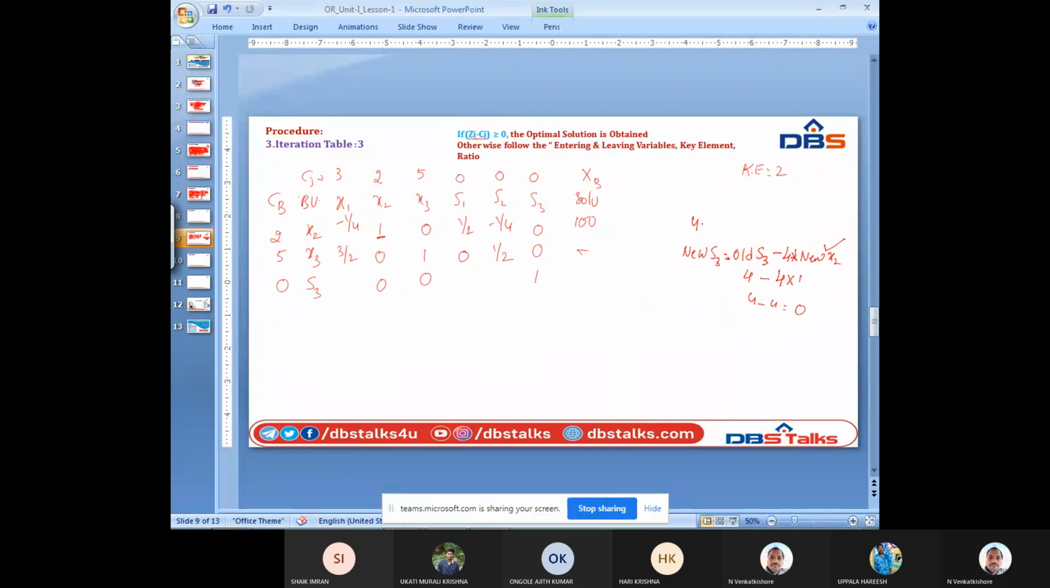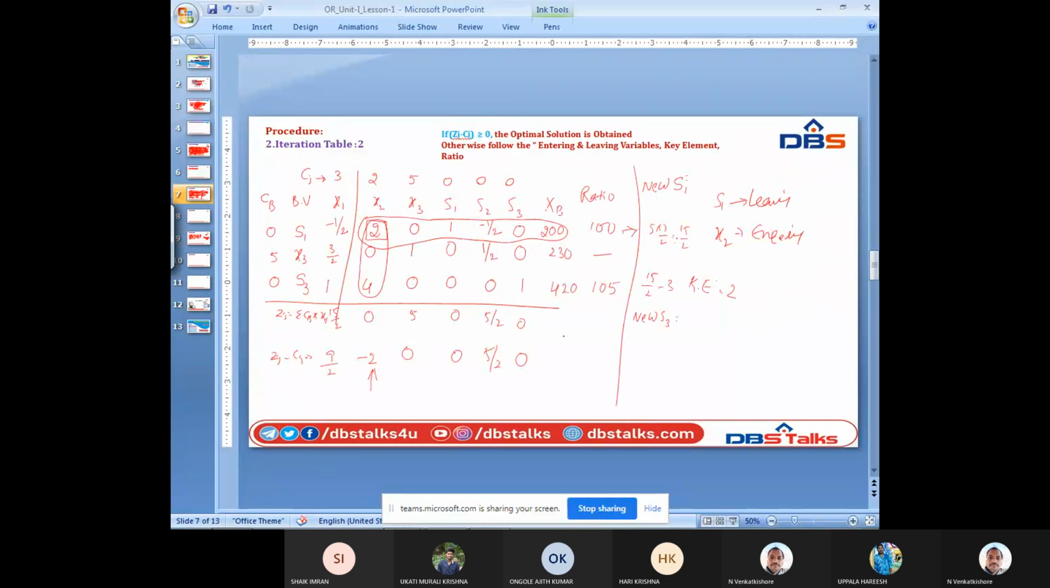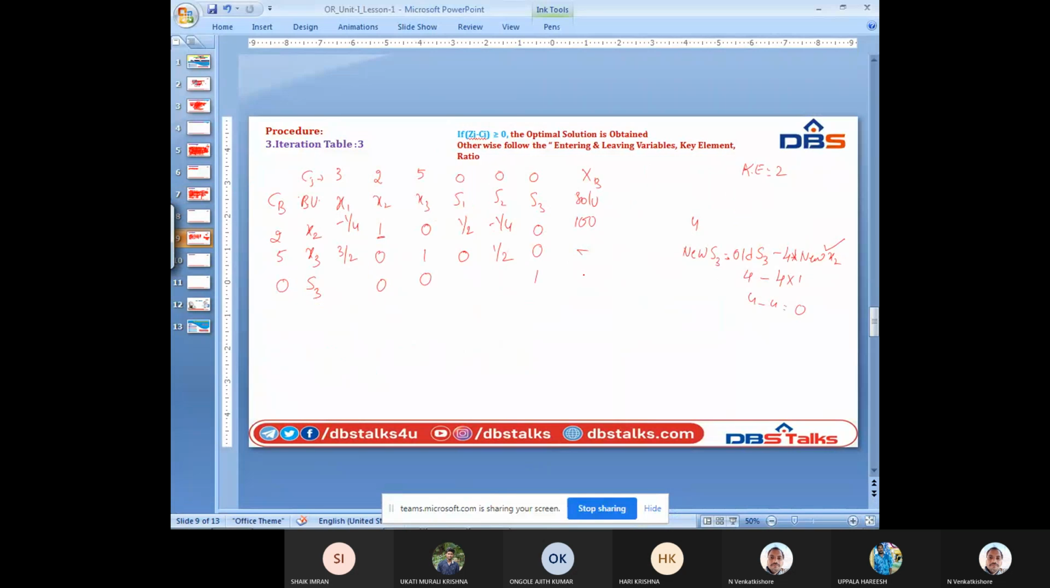Old S3. So for all the values, what are the values we are facing here? 1 4 0 0 1 4 2 0. For all these, we have to do the same operation.